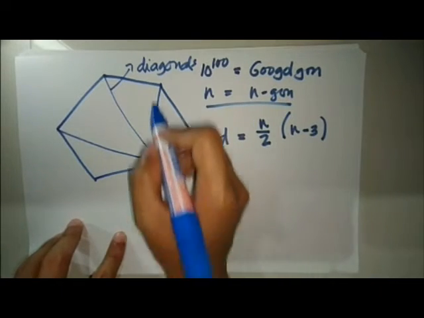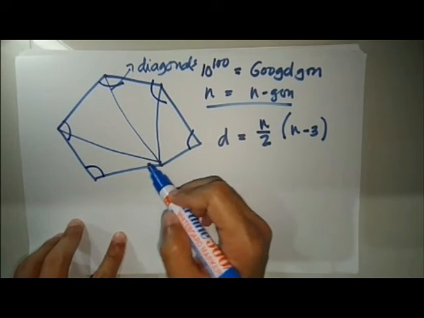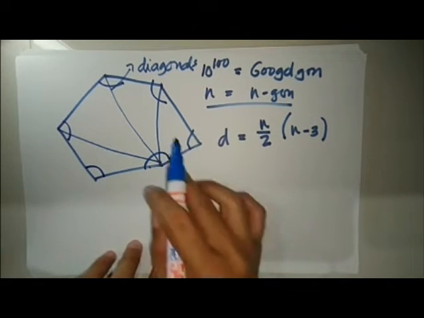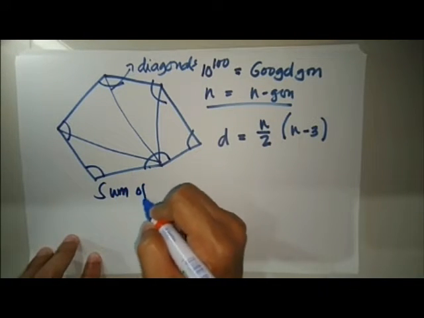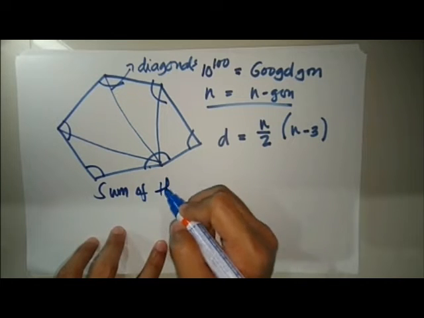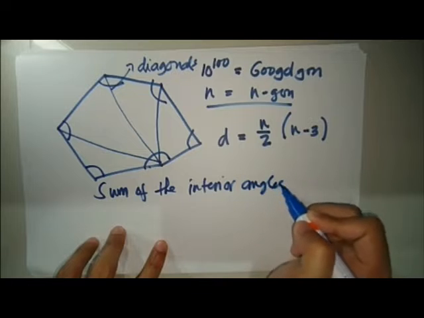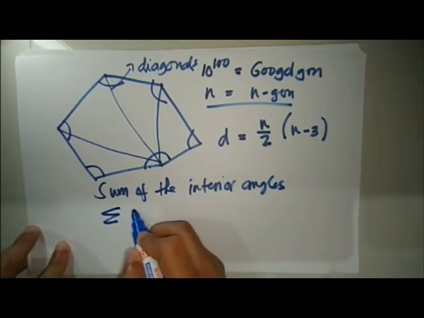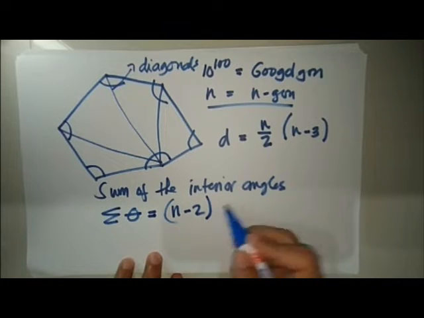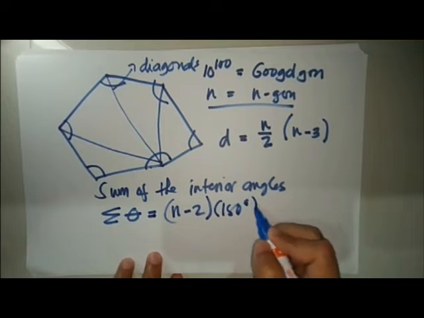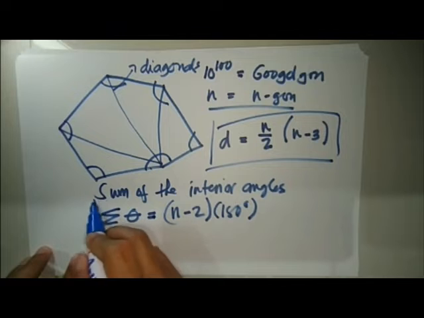So these are the diagonals, and these are the interior angles. The sum of the interior angles, the summation of the interior angles, is equal to the quantity n minus 2 times 180 degrees. So that is our formula for the sum.